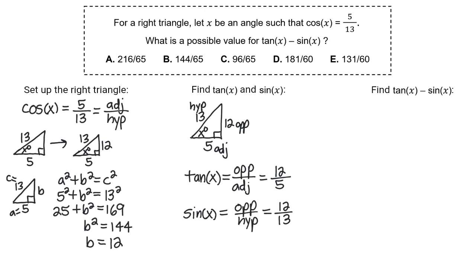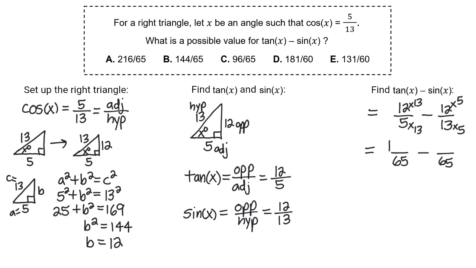So now we can use those answers to finish solving our problem. Now let's subtract the answers. So it looks like you've got tangent, which is equal to 12 over 5, and we need to subtract that by sine of x, which is 12 over 13. So to subtract fractions, we need common denominators, and it looks like the common denominator is going to be 65. So we're going to have to multiply this first fraction by 13. And it looks like we're going to have to multiply the second fraction by 5.